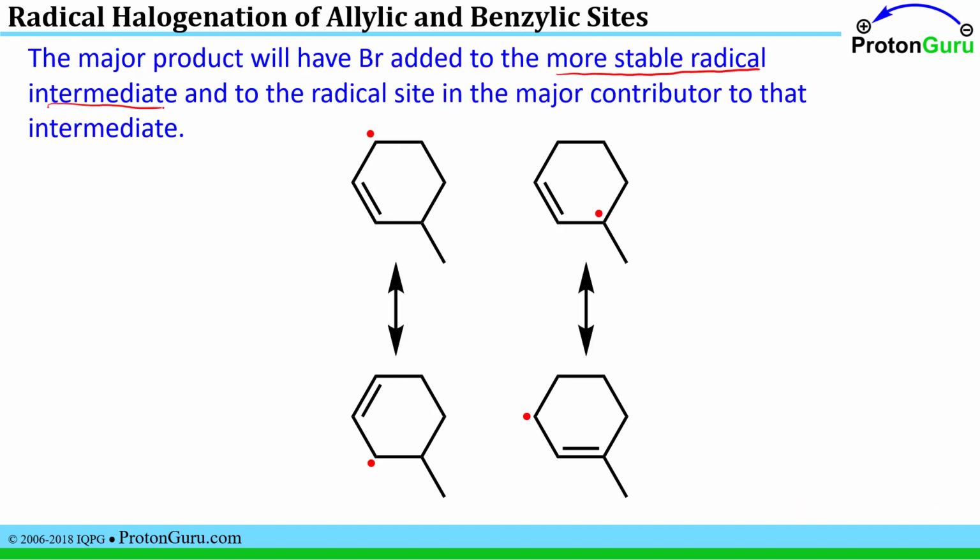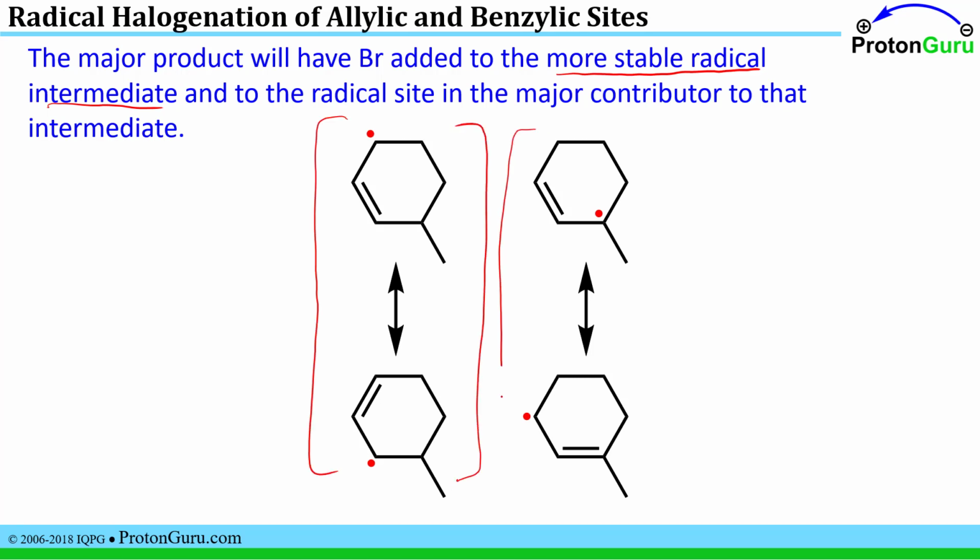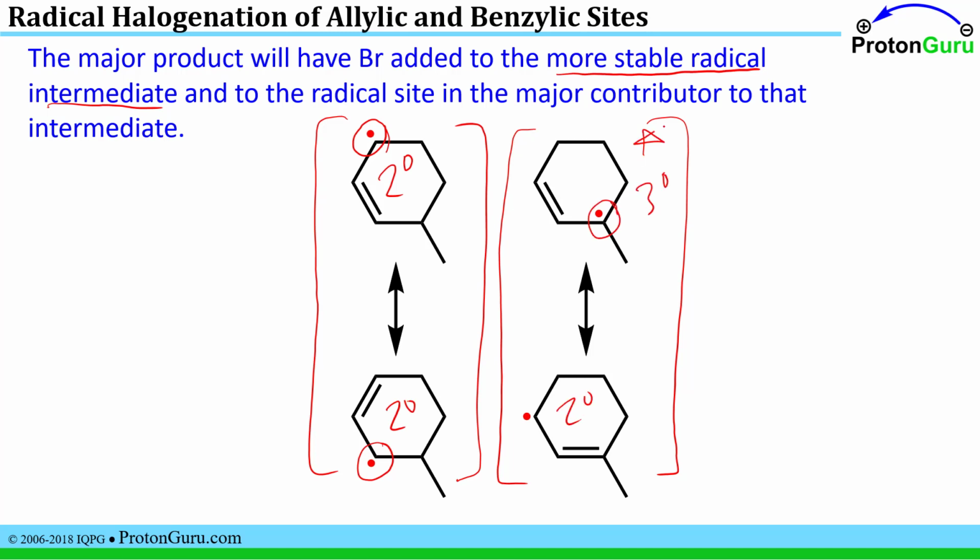As with many organic reactions, the major product comes from the more stable intermediate. So we have one radical that has these two resonance contributors, and one radical that has these two resonance contributors. Which one of these is more stable? Well, they both have resonance, but in this case, both of the resonance contributors are secondary radicals. In this case, we have a tertiary contributor and a secondary contributor. So this is going to be the more stable of the two radical intermediates.